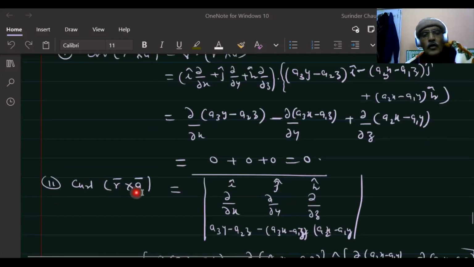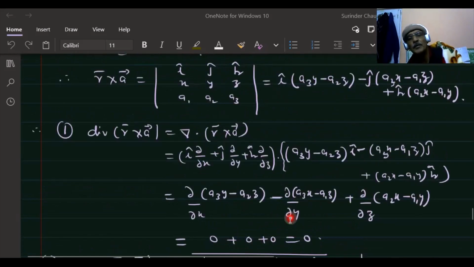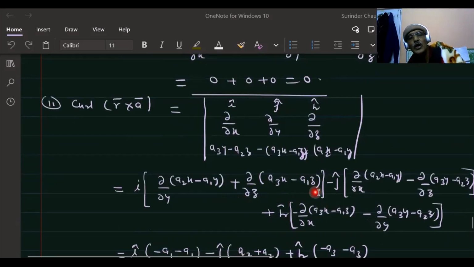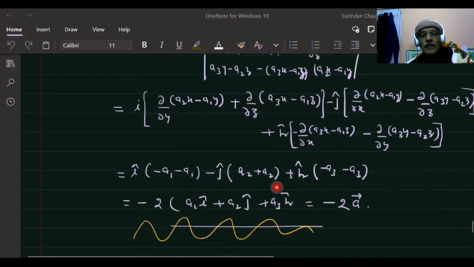Now the curl of r cross a. Again write i, j, k in the first row, the partial derivatives with respect to x, y, z in the second row, and the x, y, z components of the r cross a vector in the third row. Open the determinant. After opening, partially differentiate each term and simplify them. After simplification and rearranging terms, we get minus 2 times (a1 i + a2 j + a3 k), which is equal to minus 2 a vector.